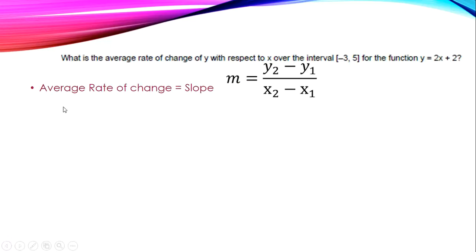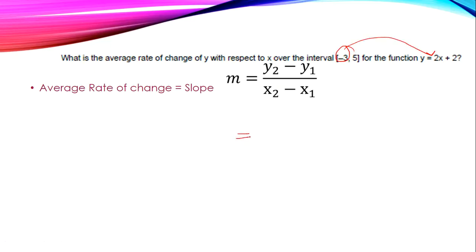What is the average rate of change of y with respect to x over the interval of -3, 5 for the function y equals 2x plus 2? So in this case, all I'm doing is finding slope. So we need to find our y's. So in order to find the y's, we're going to plug in the two x values they gave us.